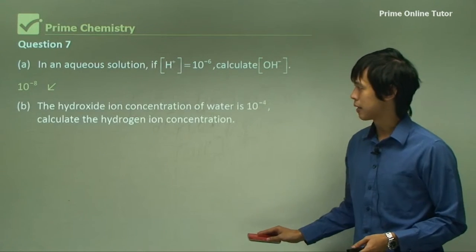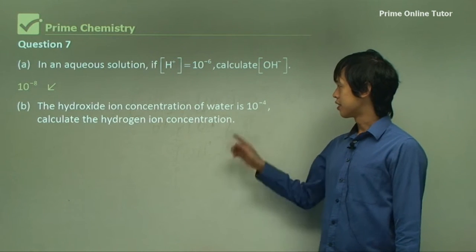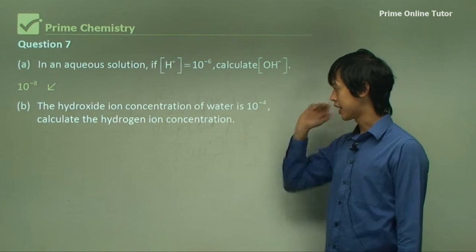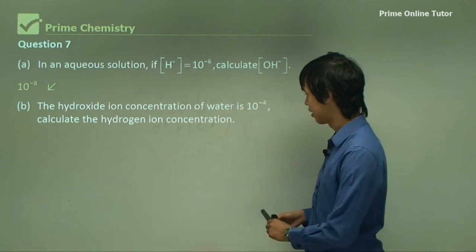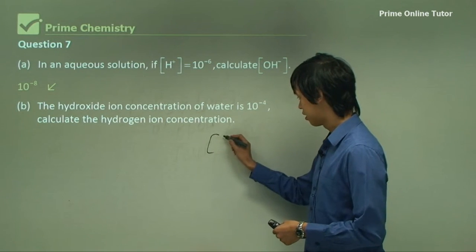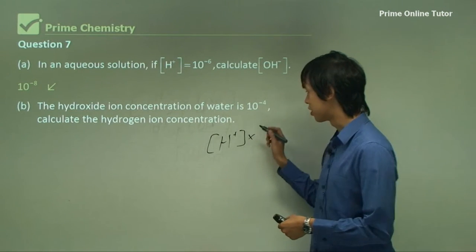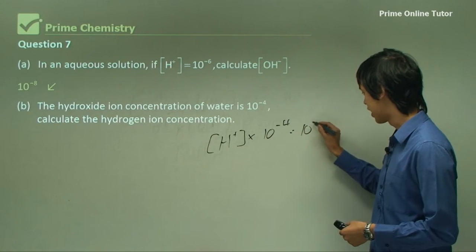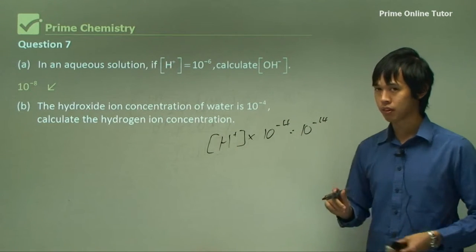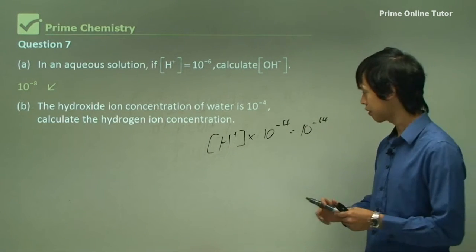Okay, part B. The hydroxide ion concentration of water is 10 to the minus 4. Calculate the hydrogen ion concentration. Again, we did the same thing. So it's the concentration of H plus times the concentration of OH minus, which is 10 to the minus 4, I'll just save some writing, and that equals 10 to the minus 14. Remember, we just multiply them together and we get 10 to the minus 14.